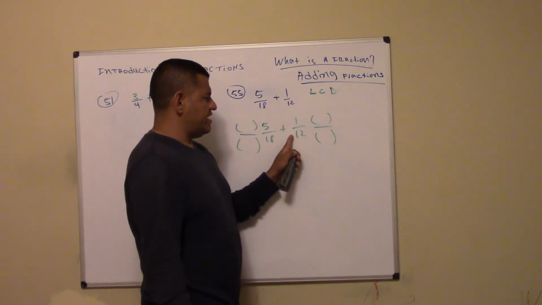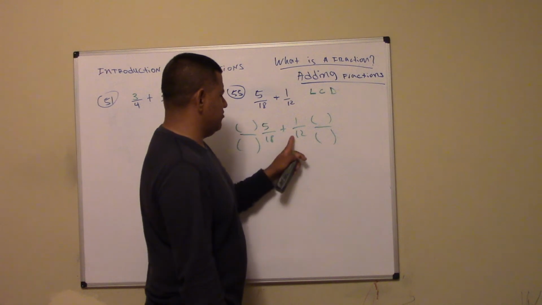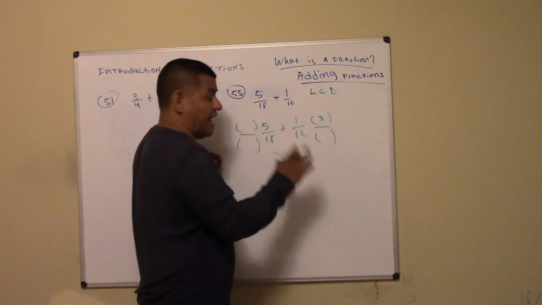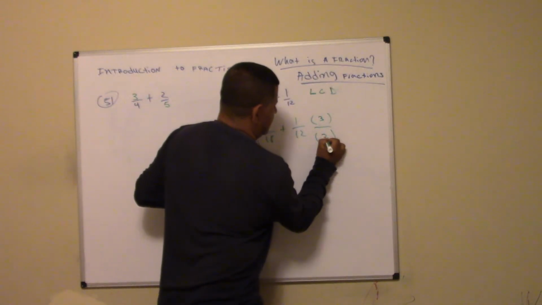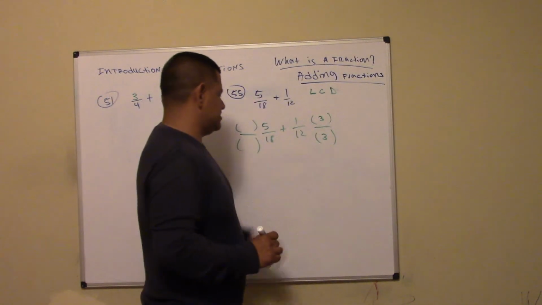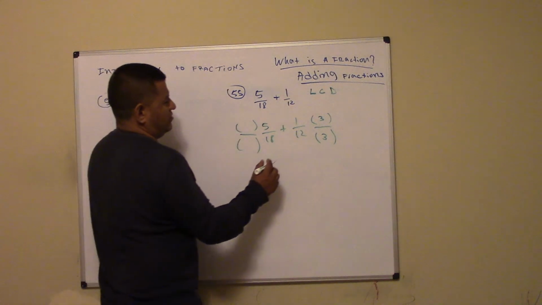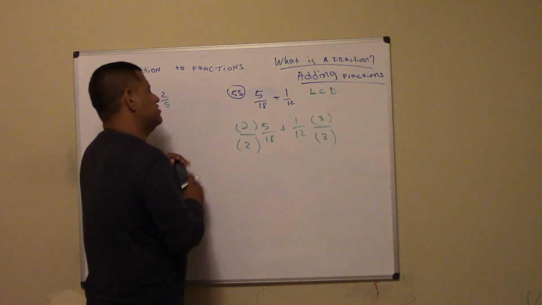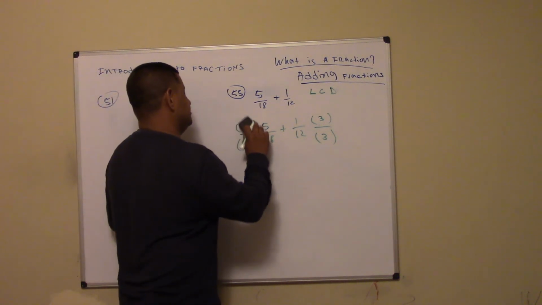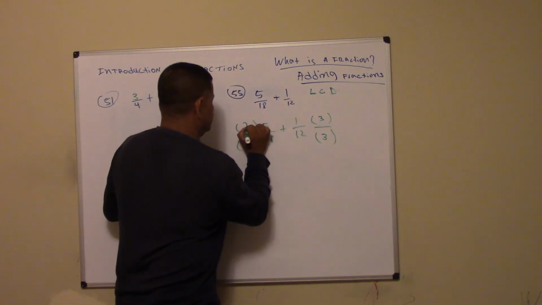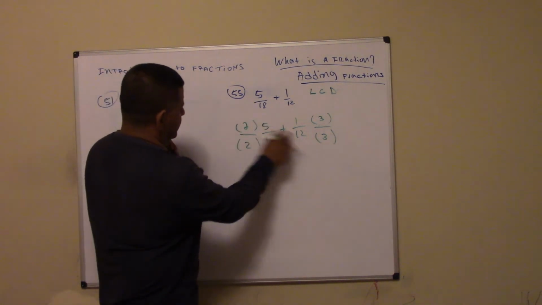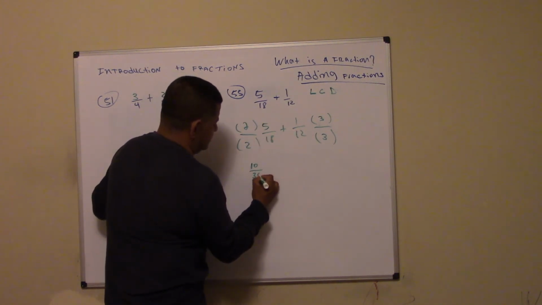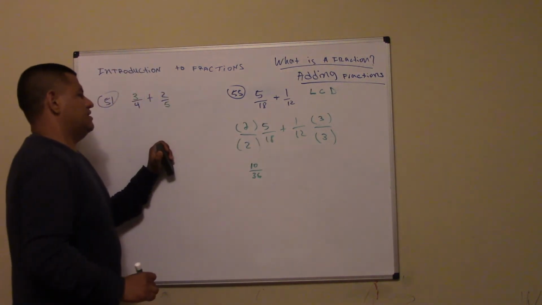Now, what if I do this by 3? Let's try that out. If I multiply 12 by 3, I put 3. Whatever you do to the bottom, you have to do to the top. And right here, we multiply that by 2. So let's do it. That will be 10 at the top, and this will be 36.